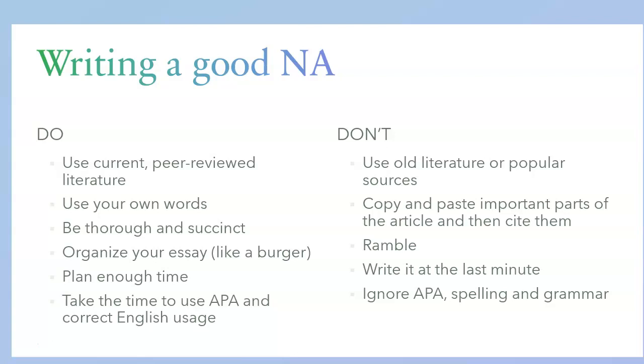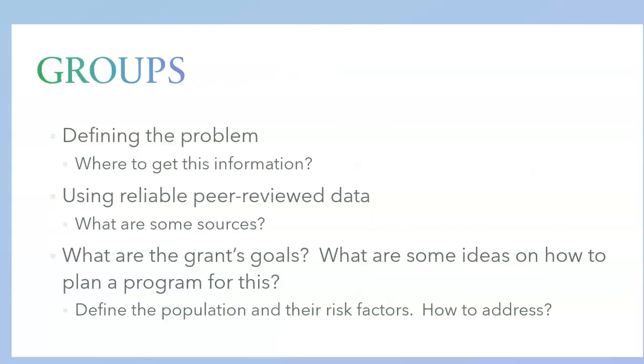Don't use old literature or popular sources like People Magazine or, let's see, another one, the nightly news, the weekly newspaper. Those are not the best sources. If you have one source like that and you have 8 other sources, you're fine, but we don't want to have a whole list of sources that are just popular sources. Do not copy and paste items from the article and cite them. Do not ramble. Say what you need to say in as few words as possible. Do not try to write this at the last minute, and do not ignore APA spelling and grammar.